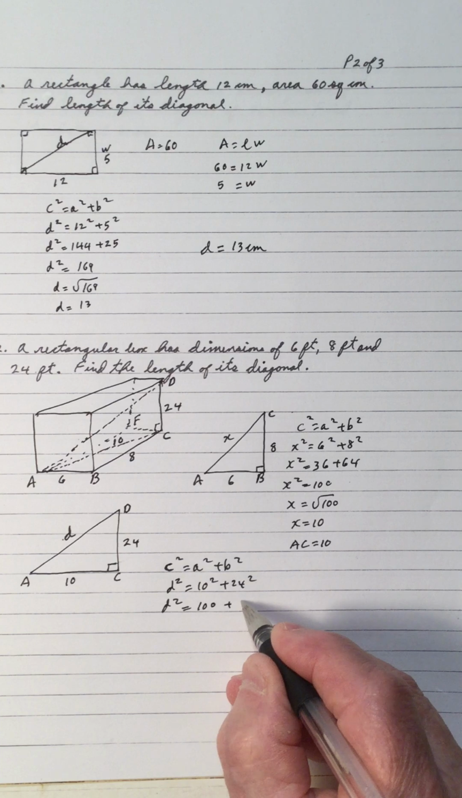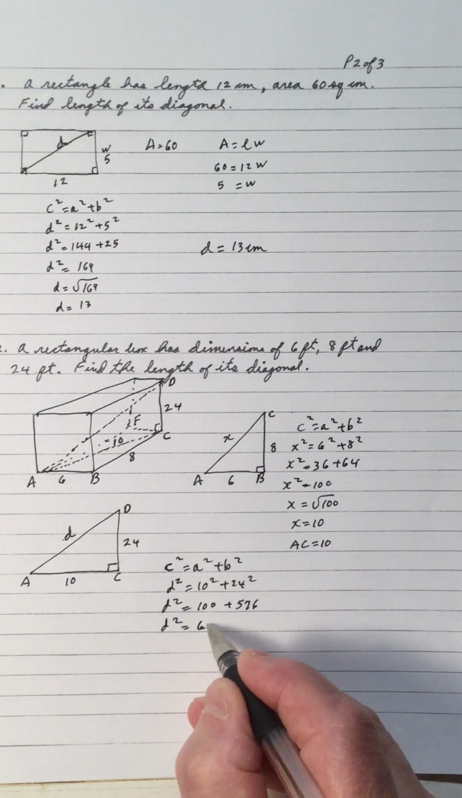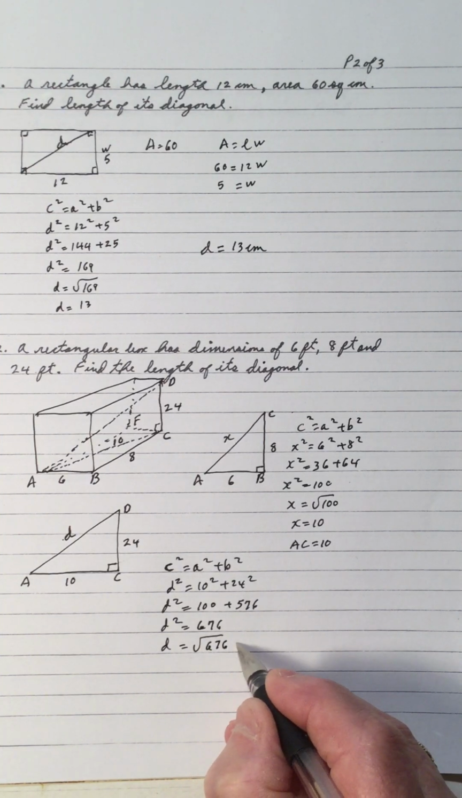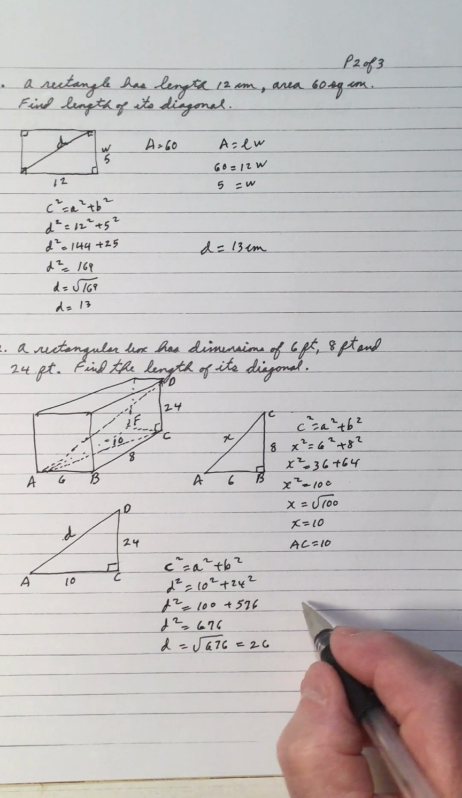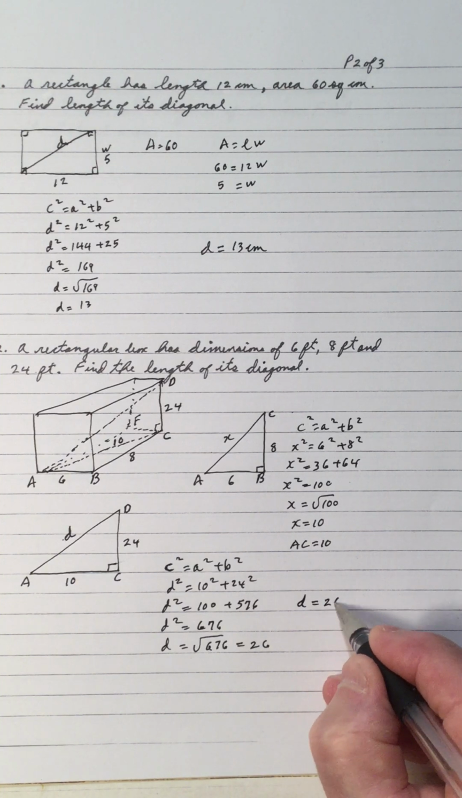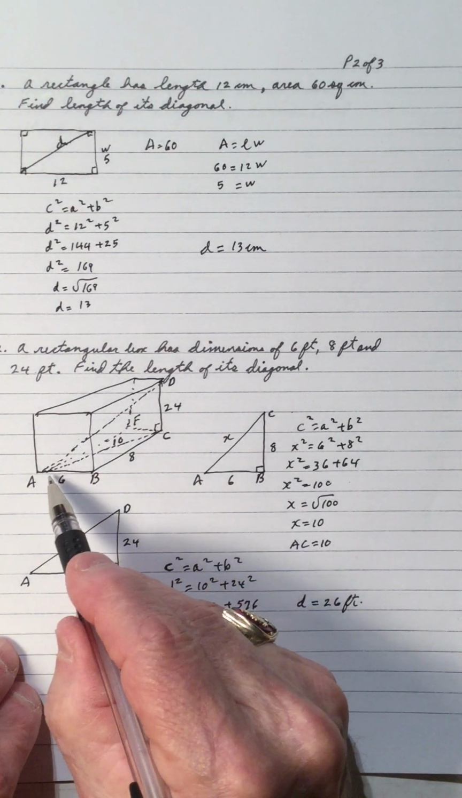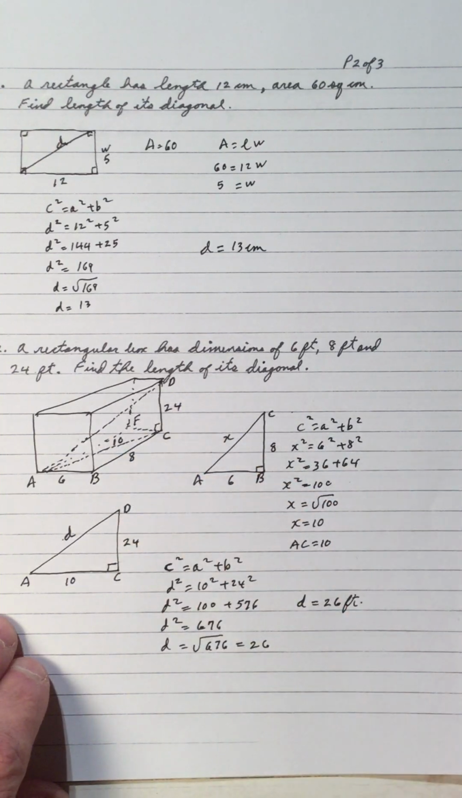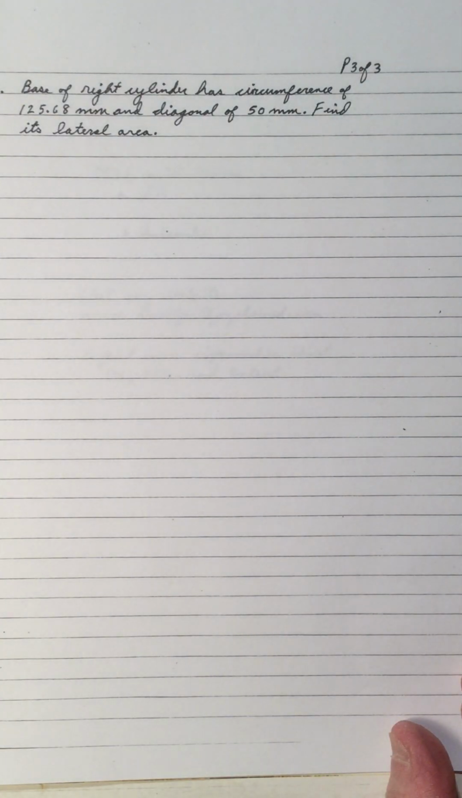24 squared, 24 times 24 is 576. And when you add them up, you get 676. So D is the square root of 676, which is 26. So the length of the diagonal of the box, D, is equal to 26 feet. So I had to get the diagonal at the bottom with Pythagorean and then, because I have two right triangles, do the Pythagorean property twice.